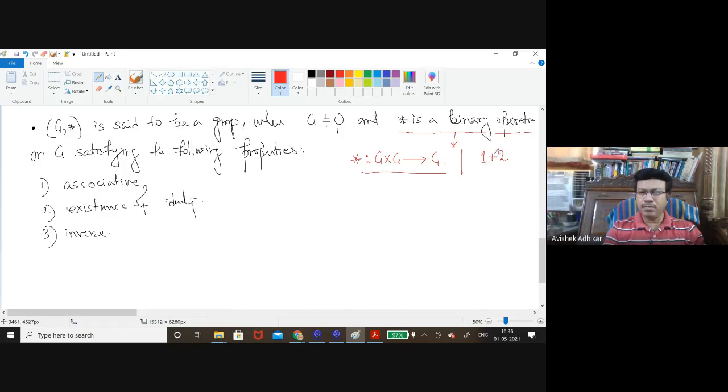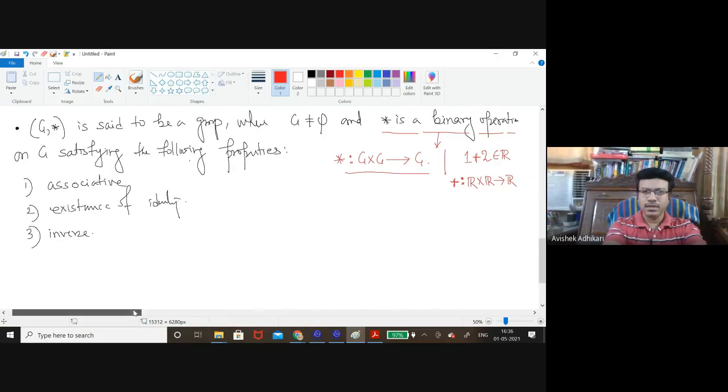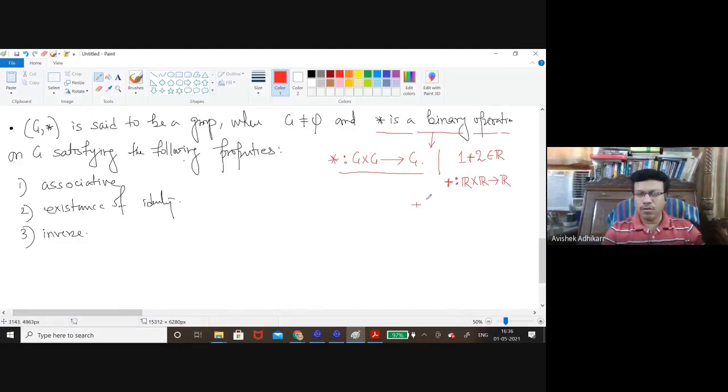So this addition may be thought of as a function. If I consider addition within real numbers, then we can think of addition as a function from R cross R to R. How is the function defined? Plus of 1 comma 2, that is 1 plus 2, gives you the value 3. Now look at this: this belongs to R, this belongs to R, that means this tuple belongs to R cross R.